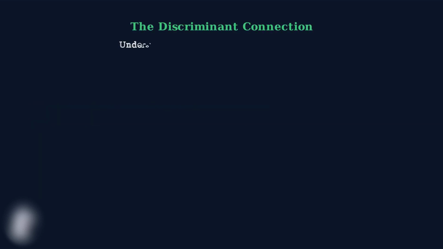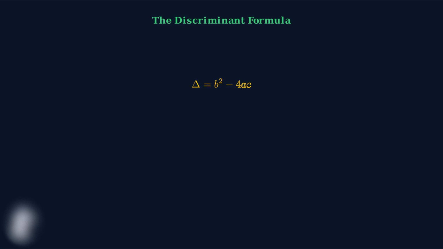Now that we've mastered finding the sum of roots, there's a deeper mathematical insight that connects to what types of roots we're actually summing. This is where the discriminant comes into play. The discriminant is a special expression that we calculate from the coefficients of our quadratic equation. For any quadratic equation ax squared plus bx plus c equals 0, the discriminant is b squared minus 4ac.